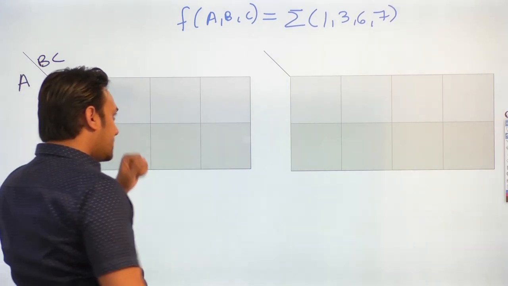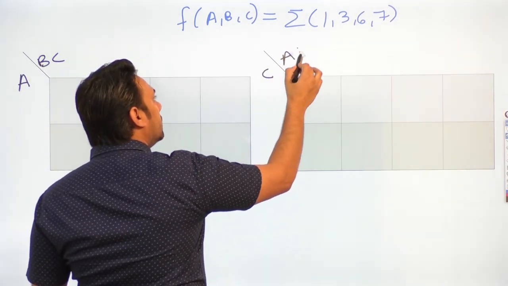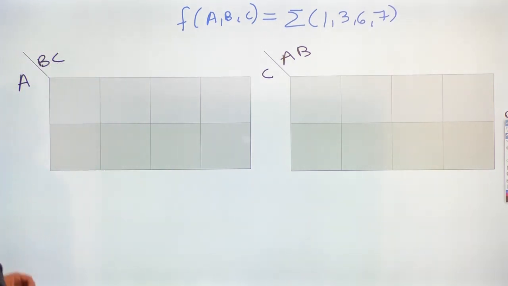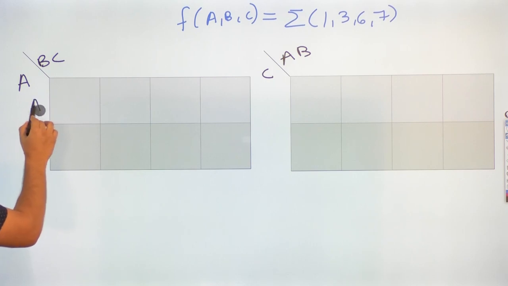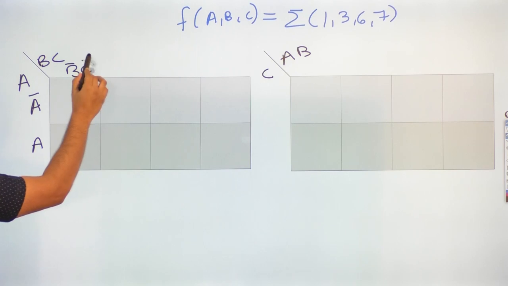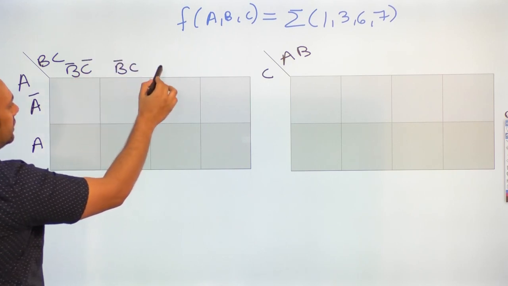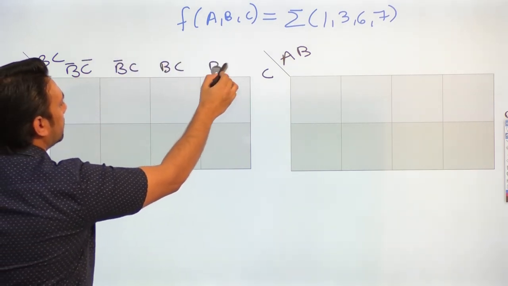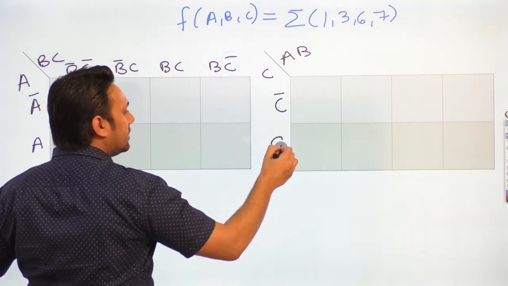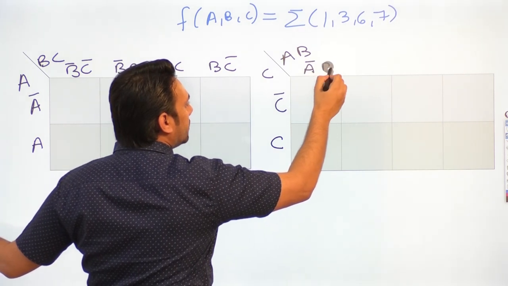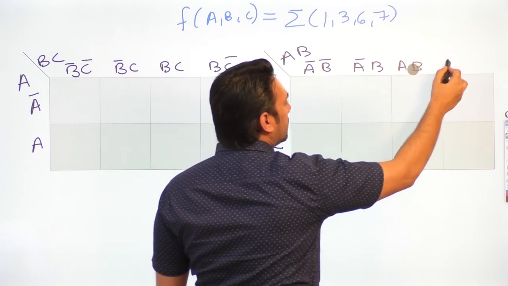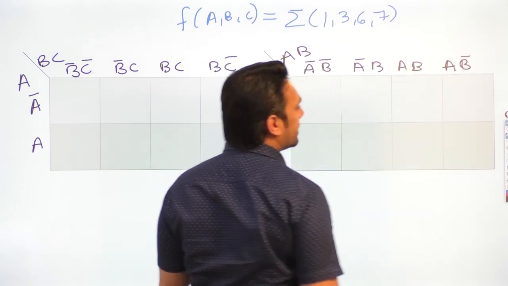And here if I am representing C here and AB here, now these two K-maps are having a few different values. I'll explain. So this is A complement and this is A. This is B complement C complement, B complement C, BC and BC complement. And this is representing C complement and C. This is A complement B complement, A complement B, AB, and this is AB complement.